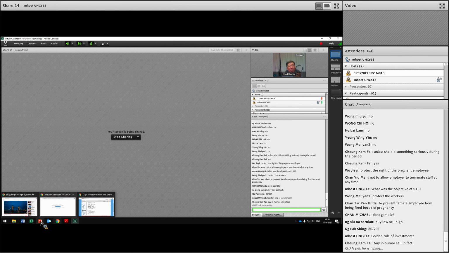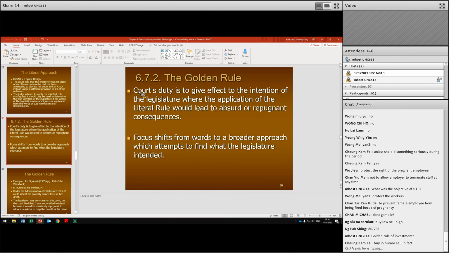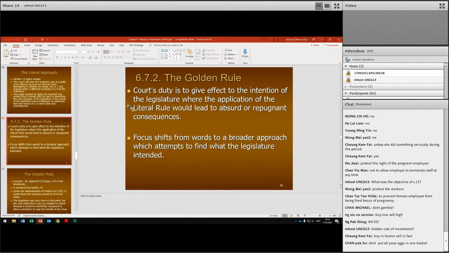So for the Golden Rule in interpretation of legislation, the Golden Rule is that the court's duty is to give effect to the intention of the legislature, where the application of the literal rule will lead to absurd or repugnant results. Absurd or repugnant means very unreasonable, very ridiculous. 好荒謬嘅結果, okay?